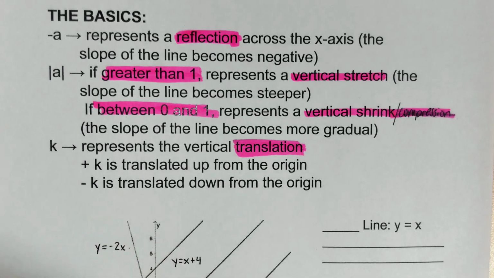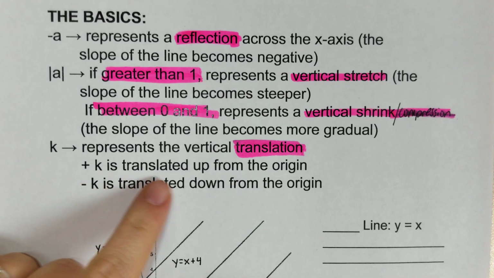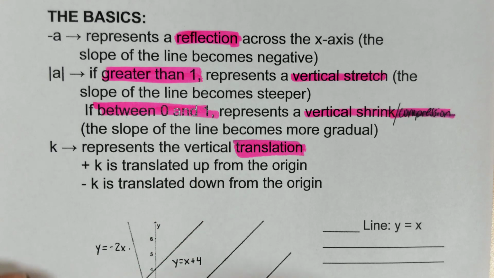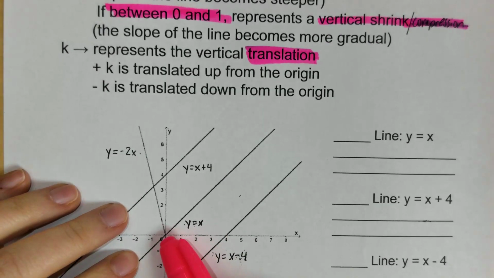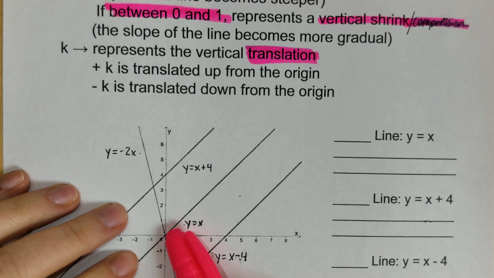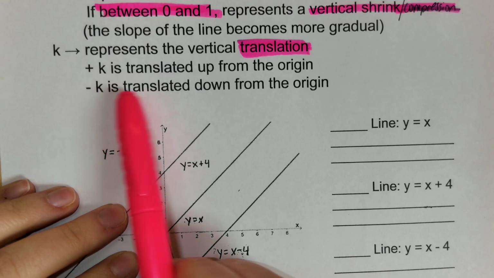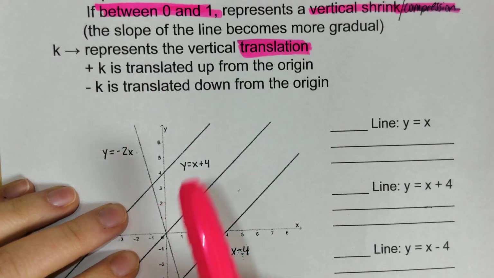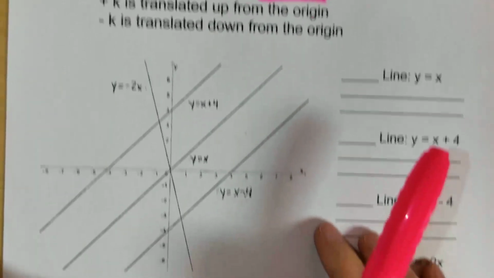So if k is positive, it's going to move up from the origin, which we know because if a line goes through the origin, it has a y-intercept of 0, but if it has a y-intercept of 4, it moves up. Same thing here, negative k is translated down from the origin, so it's going to move down.